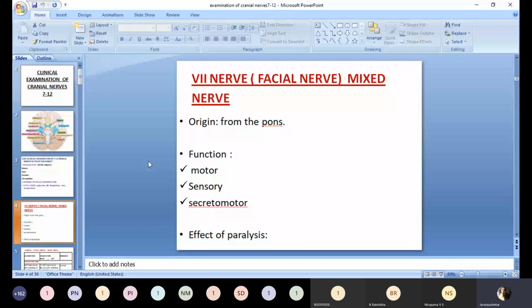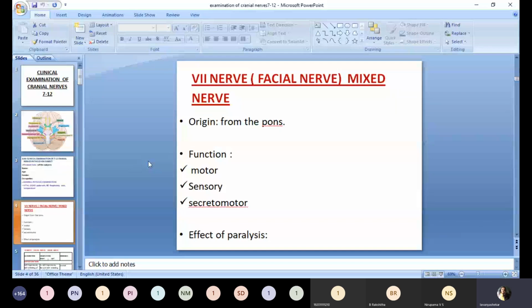So what happens if there is a lesion to the facial nerve? You can classify the facial palsy into two different headings. If the lesion is present within or distal to the facial nucleus, it is called lower motor neuron paralysis or infranuclear facial palsy. In case the lesion is present above the facial nucleus, it causes supranuclear facial palsy or upper motor neuron paralysis.